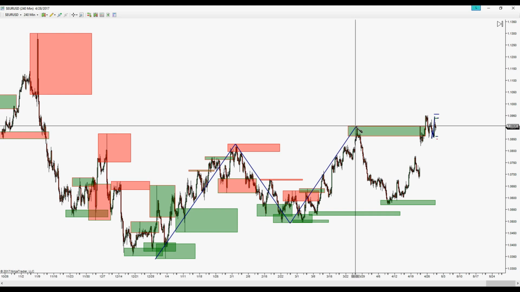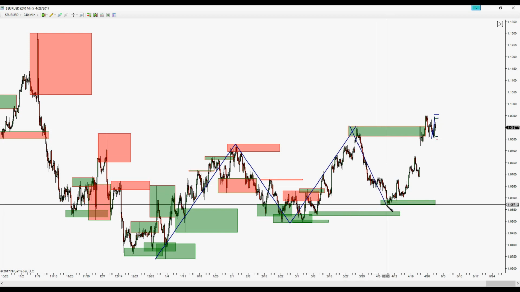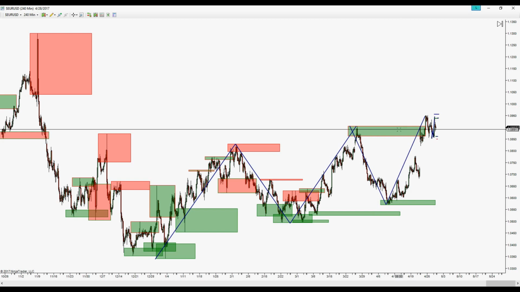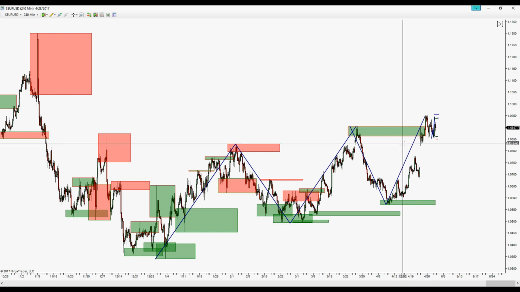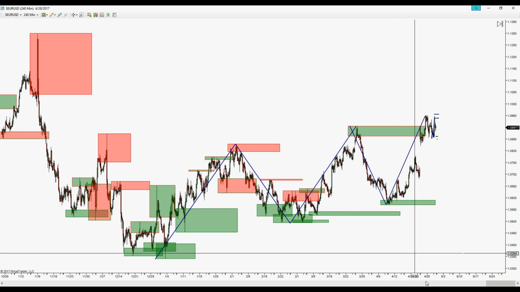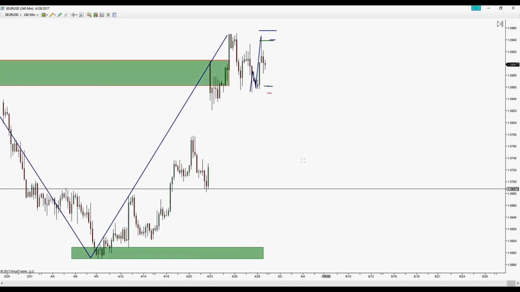puts in another higher close. This right here puts me on bullish alert, right? We get a retracement and we get another rally, higher close. I'm expecting price to continue to rally up. However, if I zoom in, I want to be cautious of that.